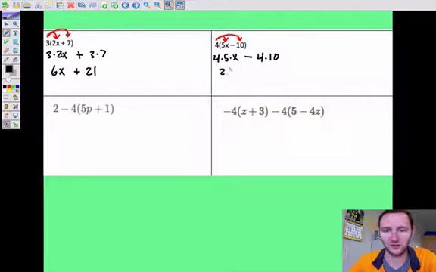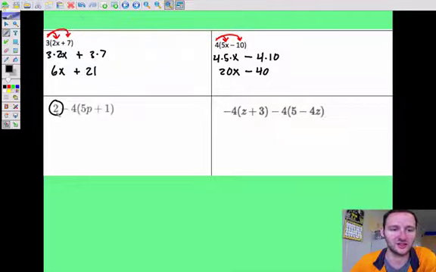4 times 5 is 20, so that's 20x minus 40. These next two get a little bit more complicated. There's a 2 here. There's no parentheses after this, so there's actually no distributive property to do for this part. I'm just going to leave that alone for now. I'm just going to copy it right there, and then minus. Here's where I do distributive property.